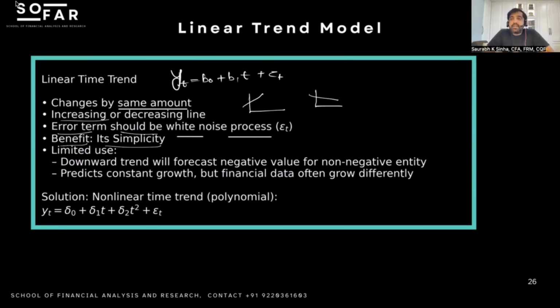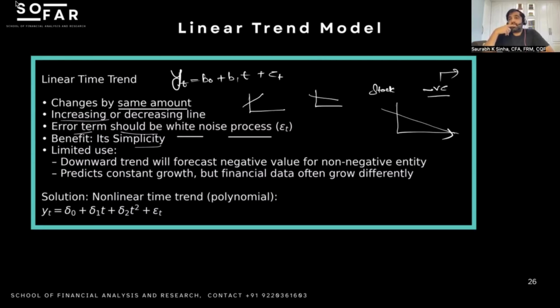What is the benefit? It is very simple to understand, simple to put in the model. The problem is, first of all, if you're applying it for a downward sloping linear trend model, then it predicts negative values, for something which can't be negative. For example, if you apply it to a stock price and the stock price is falling, after a certain time period it would predict that the stock price can go negative. And that is the problem with the trend model.